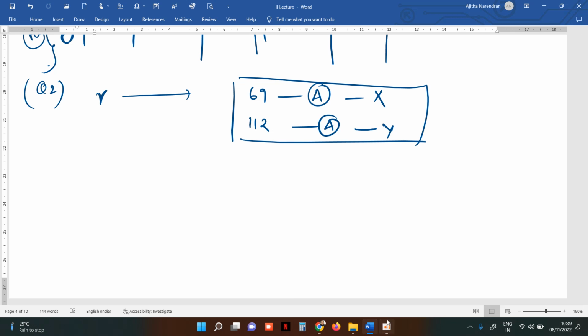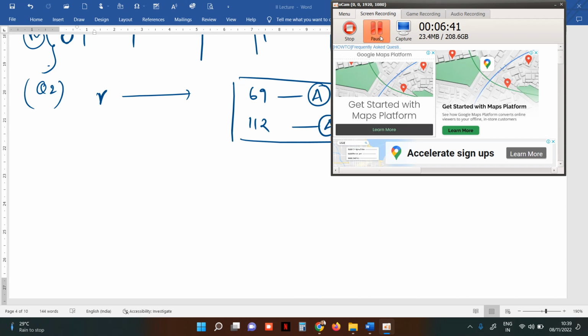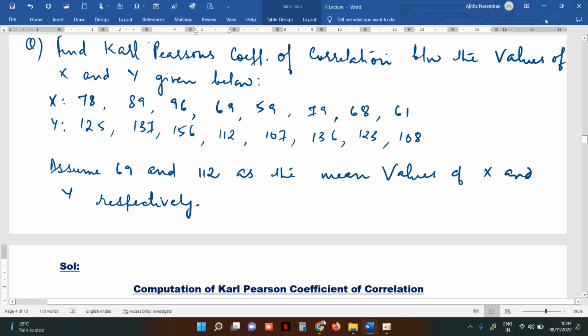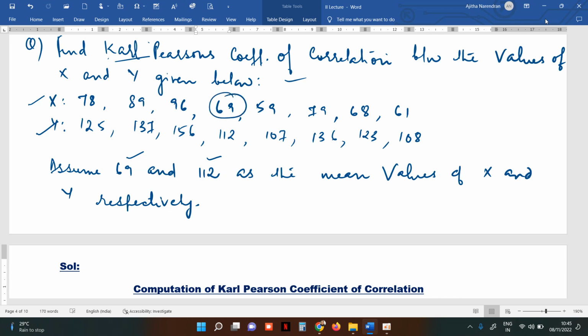Let me tell you the question. Read out the question. Yes, this is the question. Find Karl Pearson's coefficient of correlation between the values of x and y. Right, x is given, y is given, and in most cases they may not give you the assumed mean. You have to take it from the x series. This 69 is to be taken as assumed mean, and 112 is to be taken as assumed mean. In case it is provided in the question, you have to take that value. So for x we are going to take 69, and for y we are going to take 112.